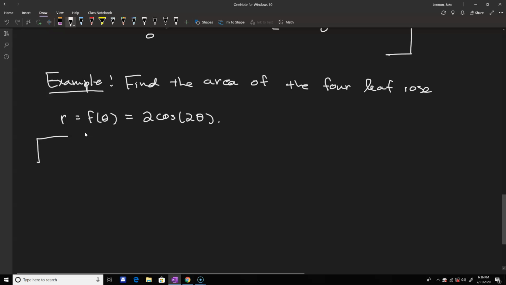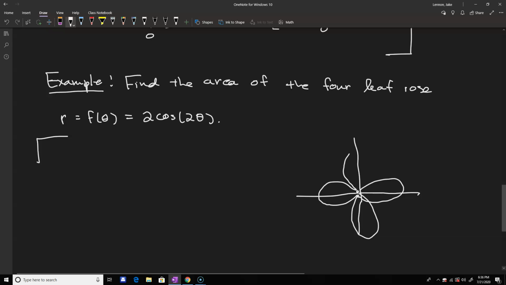There are a lot of ways to do this. If we draw this picture, we could go to Desmos and look up the graph, but I'll just draw you a quick summary. Basically, we have 4 petals. We have this one, we have this one, there's no overlap or anything, and everything's perfectly symmetrical. And we have this one.